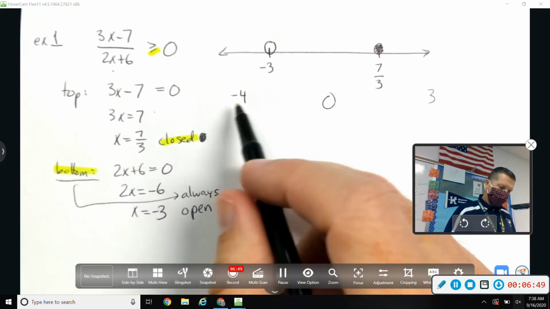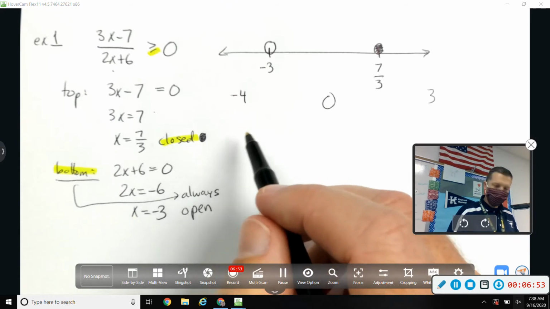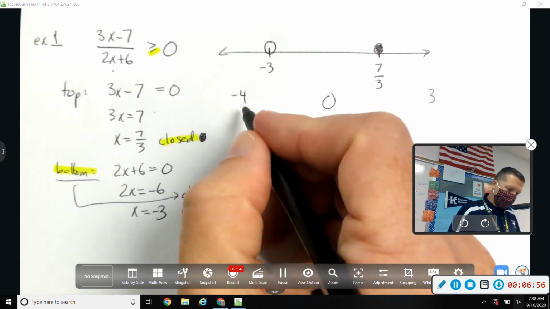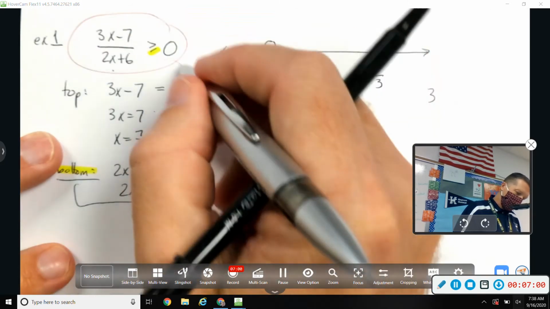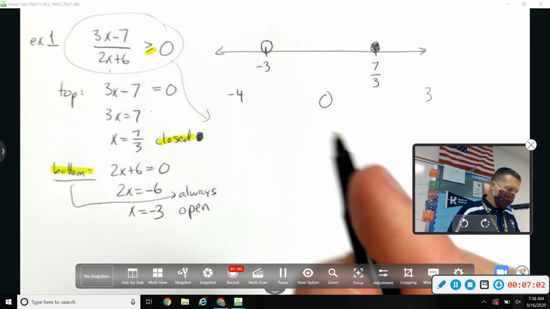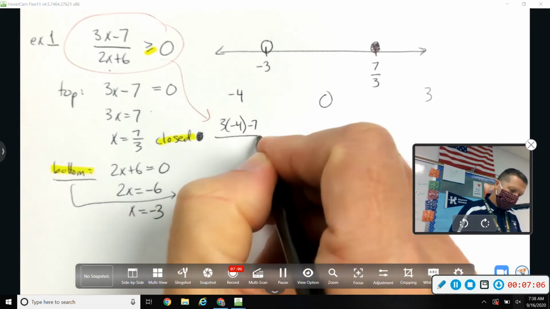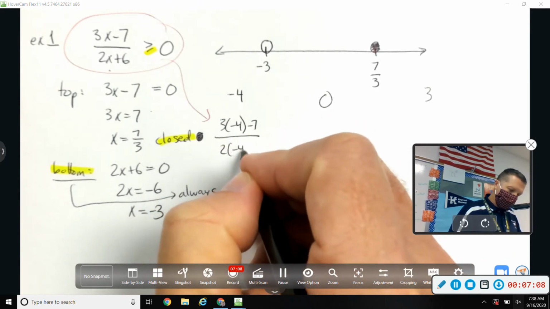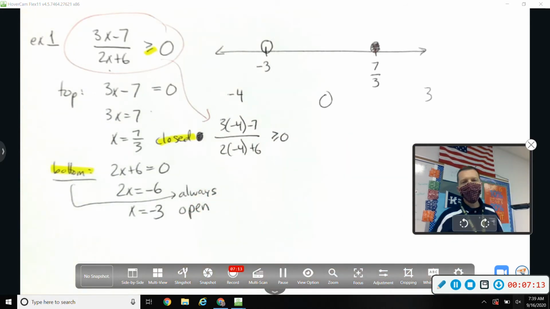Well, I gotta test them all, so I guess it doesn't matter which one I start with. So let's plug in -4. Again, I'm testing into this original to see what's going on here. So 3 times -4 minus 7 over 2 times -4 plus 6. And I'm wanting to see if that's greater than 0.